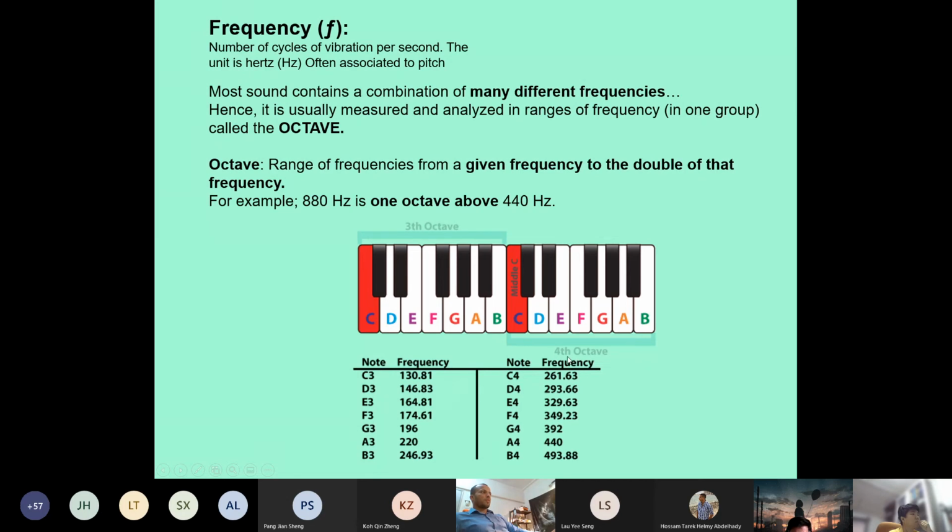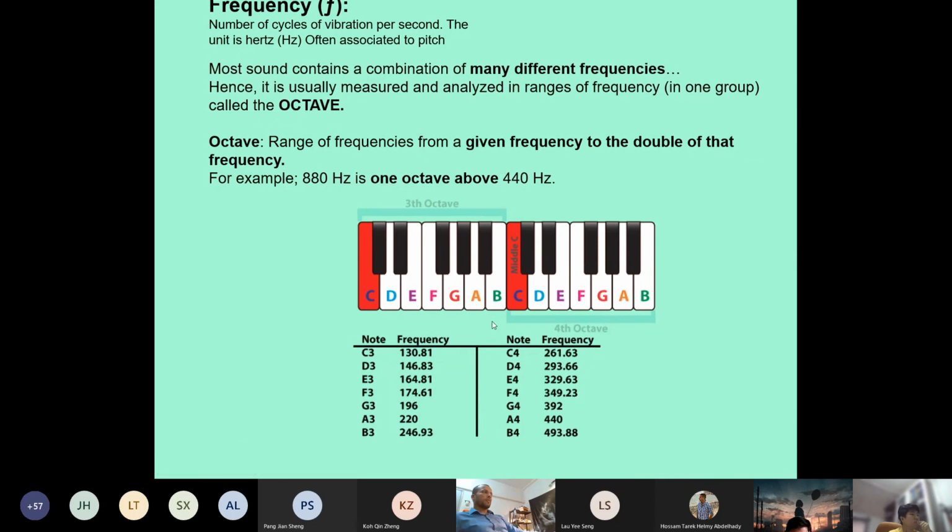You can just compare. So the fourth octave B, for example, as you can see, is the double of the previous one. You can say it's the same button, but in the previous octave.